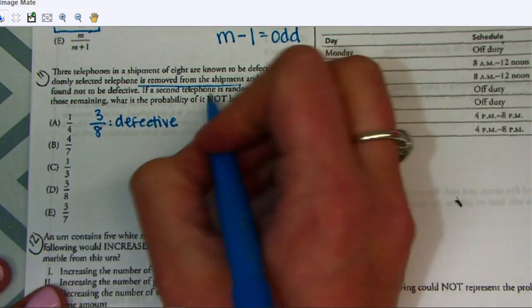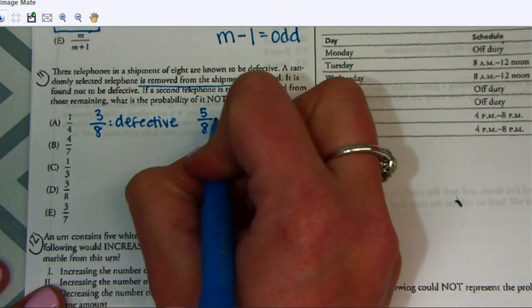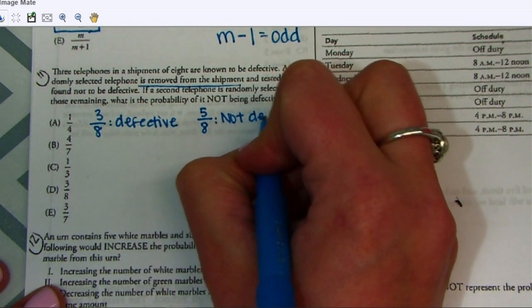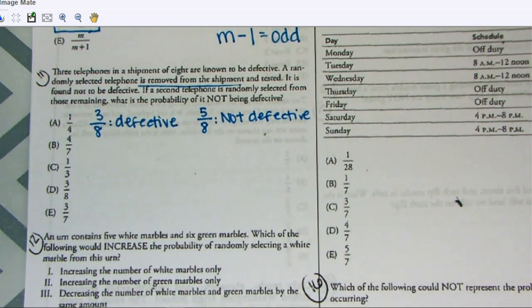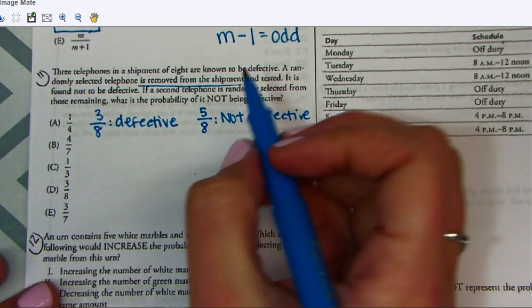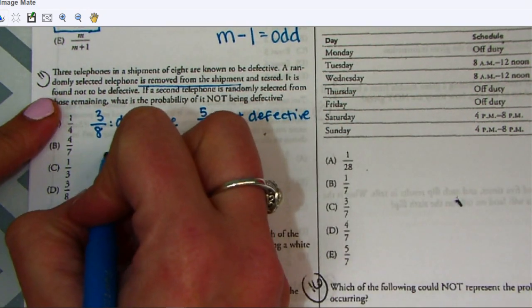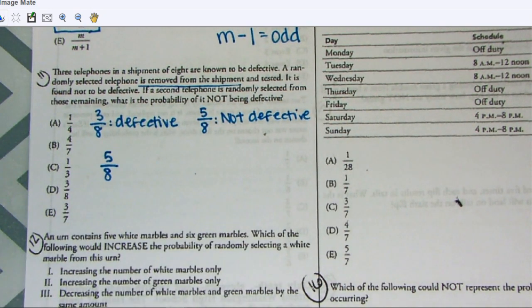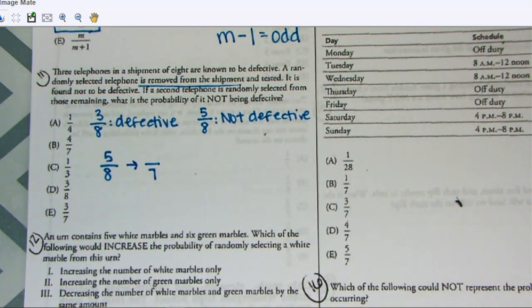So if there are 3 defective ones, 8 minus 3 is 5. That means that there are 5 not defective, meaning they are perfectly fine. So we are pulling telephones out of our shipment and we're not replacing them. The first time I pulled the telephone out, I had a 5 out of 8 chance of it being perfectly fine. When we remove that, we now only have 7 telephones in our container.